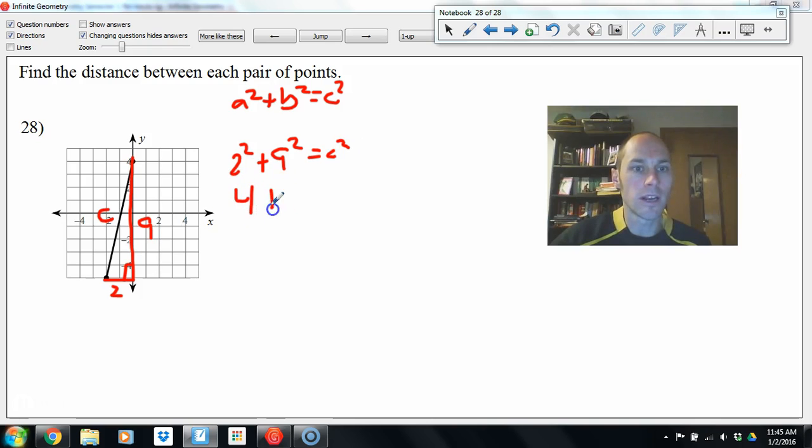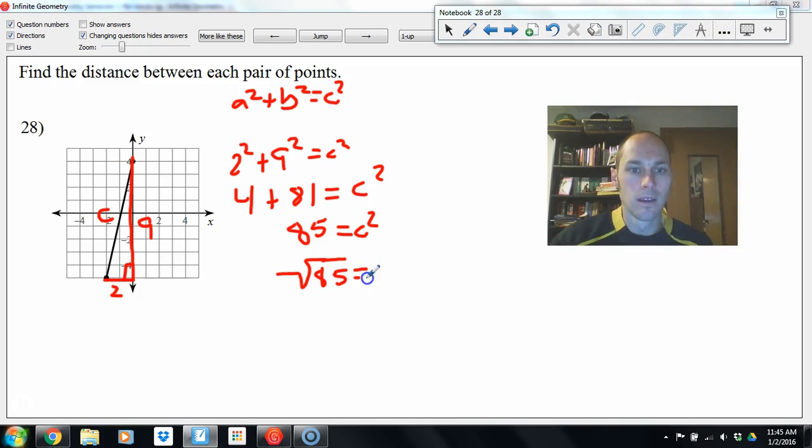2 squared is 4, 9 squared is 81. That equals c squared. So 85 is c squared. And then take the square root of 85 to solve for c. At this point, I could leave it as the square root of 85 because I can't simplify it any further. The only thing I can divide 85 by is 5, and 85 divided by 5 is 17.